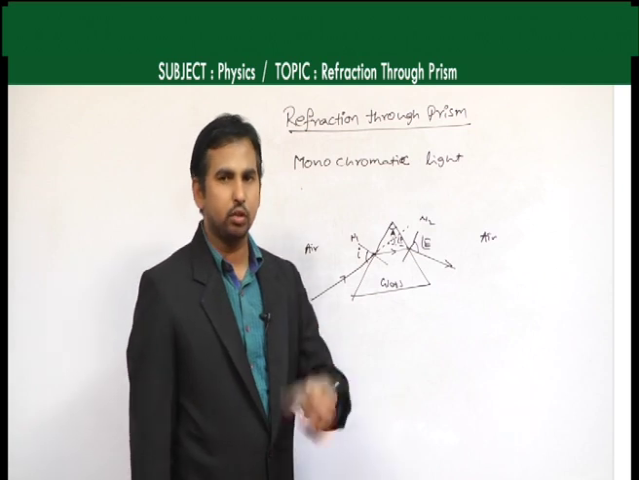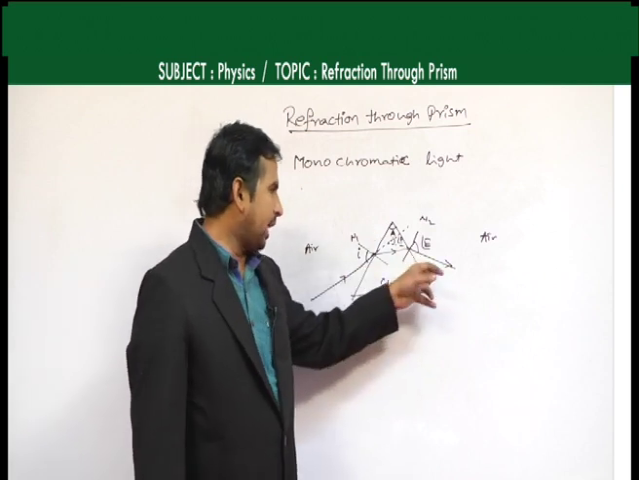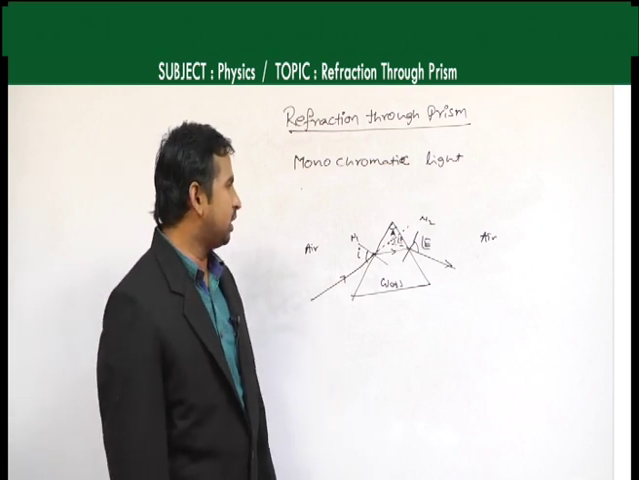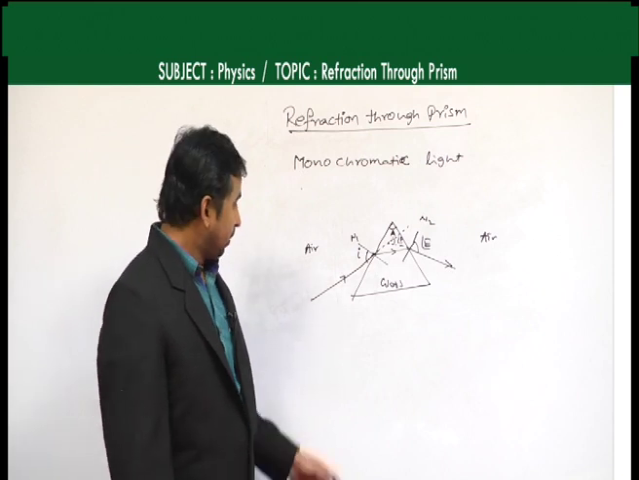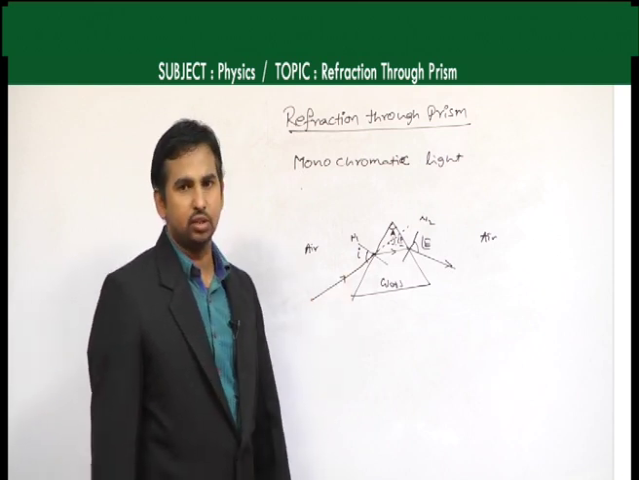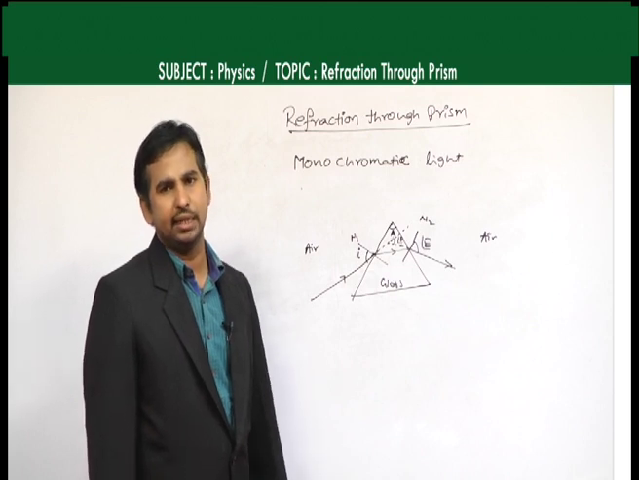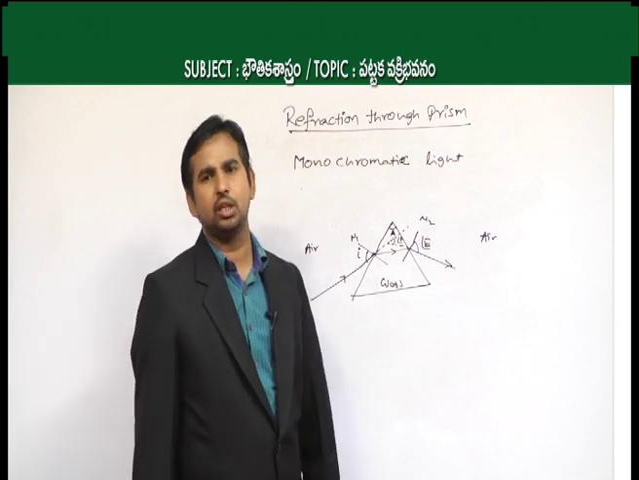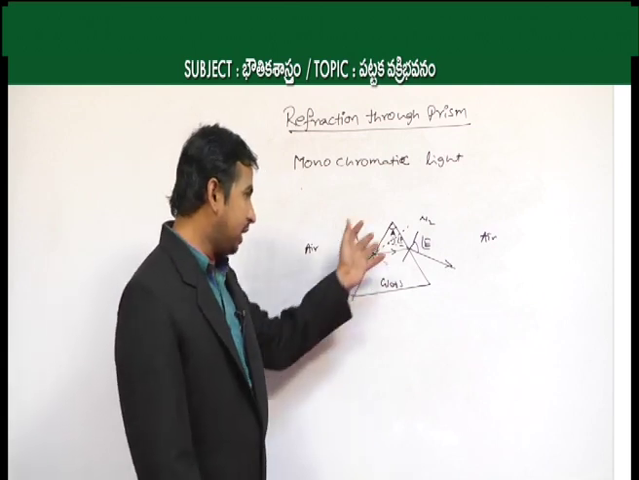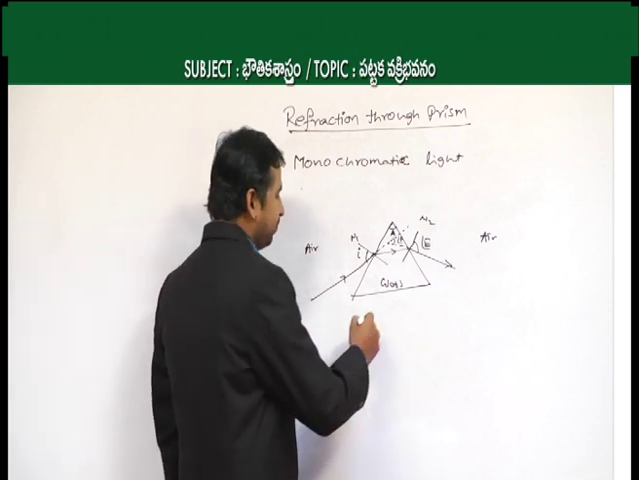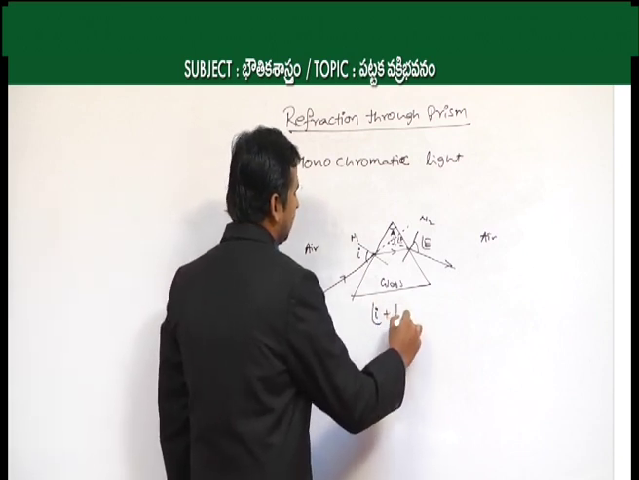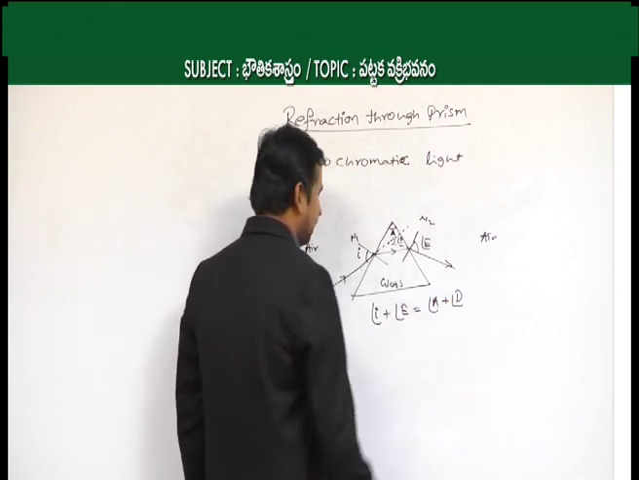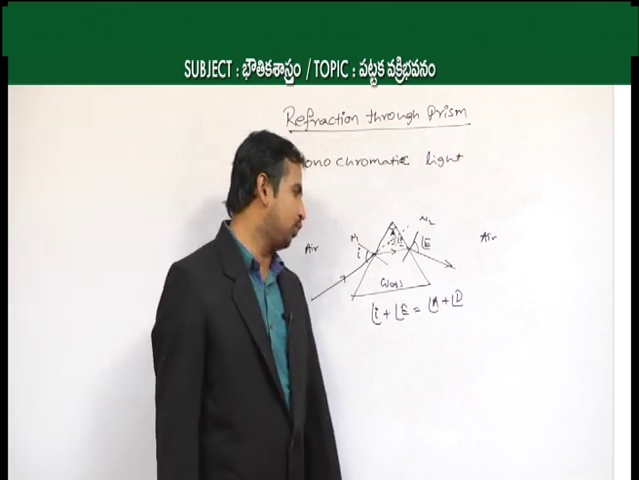More questions come using these angles and their relations. But remember, when you gradually increase the angle of incidence, the angle of deviation gradually decreases. At one particular stage, the angle of deviation becomes a minimum. The relation between these four angles is: angle of incidence plus angle of emergence is equal to angle of the prism plus angle of deviation.